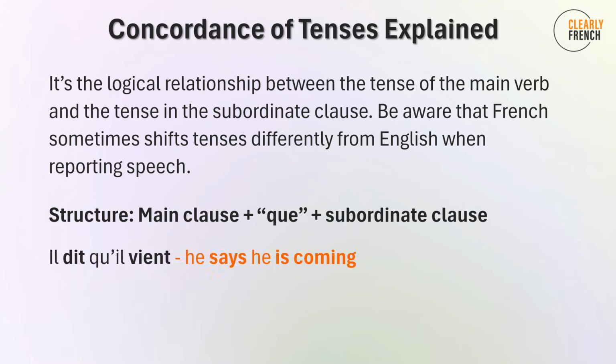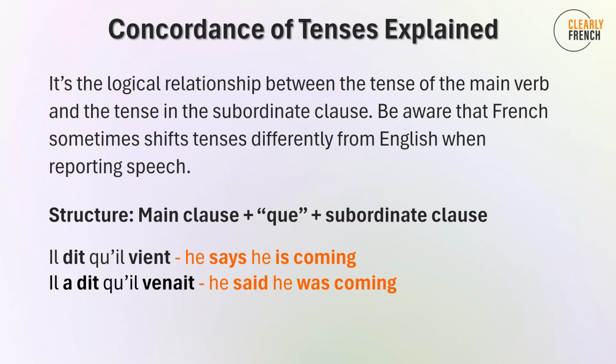Let me show you. For instance, il dit qu'il vient. He says he's coming. The main clause is il dit. You've got the que. And il vient, that's your subordinate clause. Notice they're both in the same tense, present.